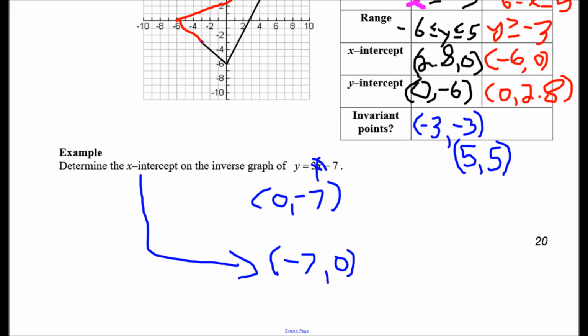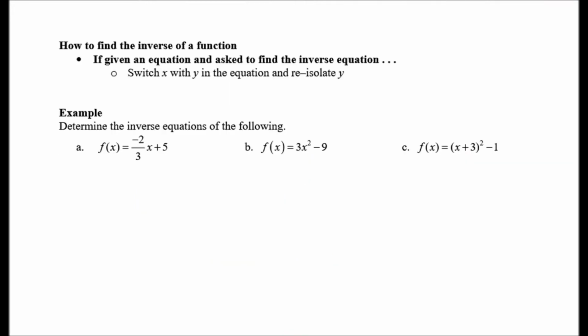All right, on to page 21. So, here it is. Now I teach you how to find the equation of an inverse. Determine the inverse equations of the following. Hopefully you realize that I have been saying over and over again that when you do this, y and x swap.